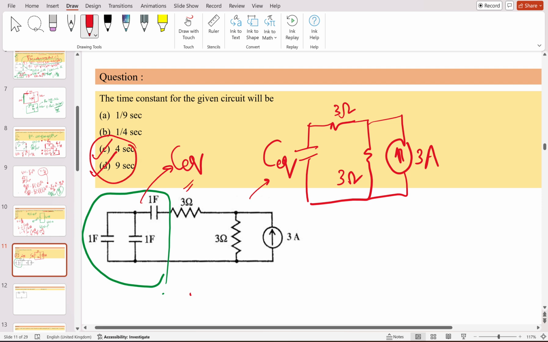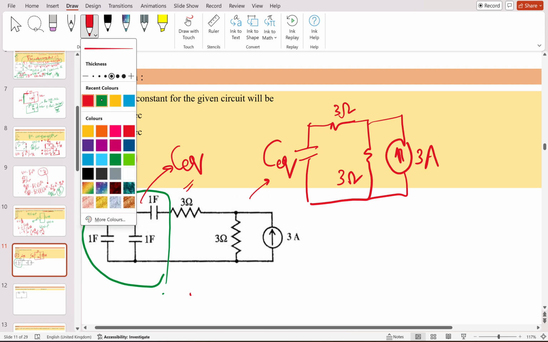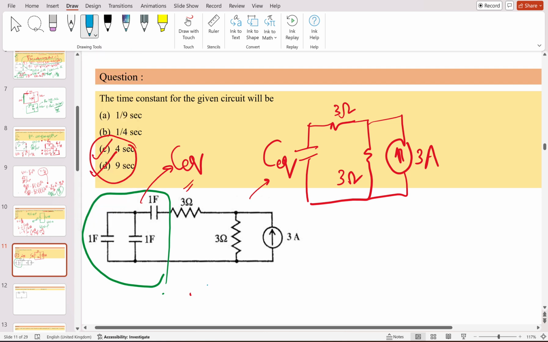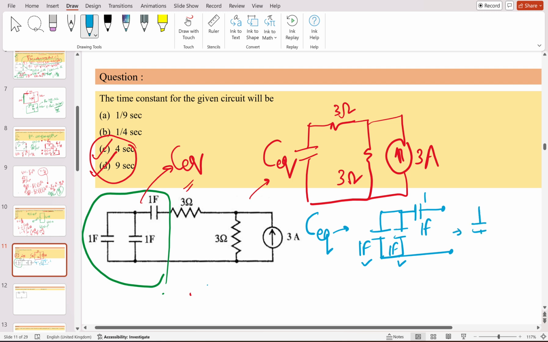So what is the value of C equivalent? Let's first find out the value of the C equivalent. C equivalent is like this. One capacitor here, 1 farad, one capacitor here, 1 farad, and one capacitor here, this is also 1 farad. So these two are in parallel. Parallel means it will get added up simply, so it will become simply 2 farad.